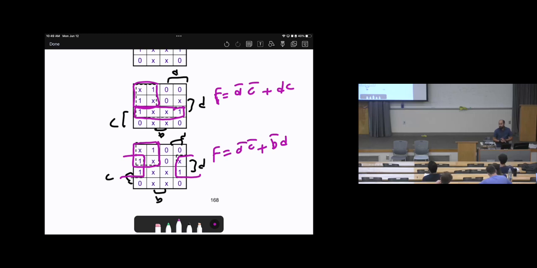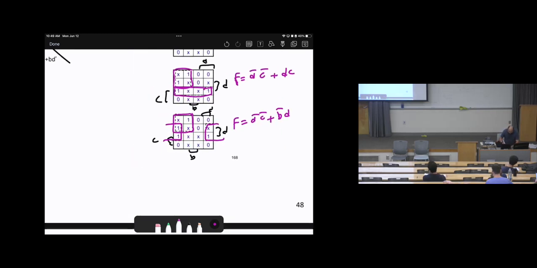Any question? So that's all about Karnaugh maps. Now we will go to another topic, still within the scope, like Karnaugh maps, but how do we do this in real life in hardware?